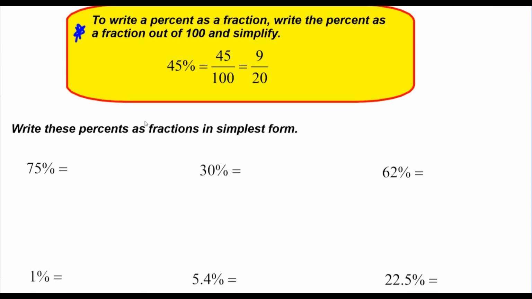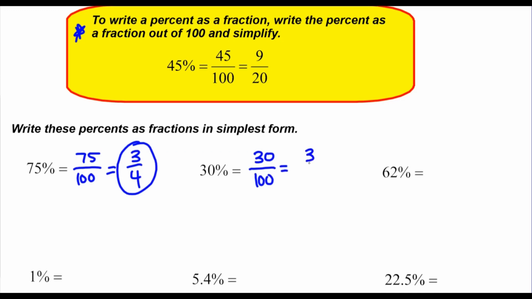So if we write these percents as fractions, we can write 75%. That means 75 out of 100. So I'm going to write that as a fraction, 75 100ths, and then I can simplify that fraction to 3/4. So 75% as a fraction is 3/4. 30% means 30 out of 100. So I'm going to write that as a fraction, 30 out of 100, and that simplifies to 3/10.